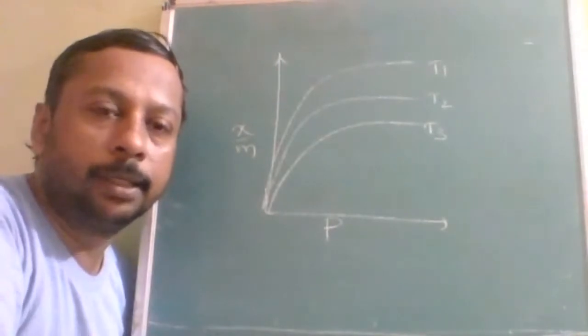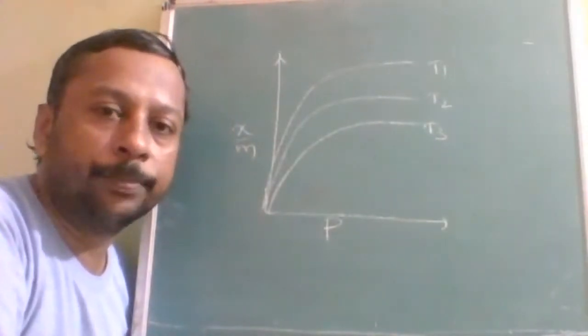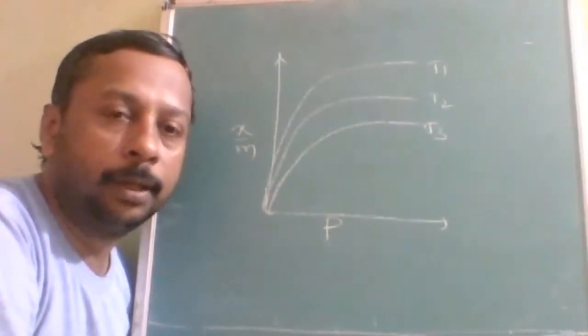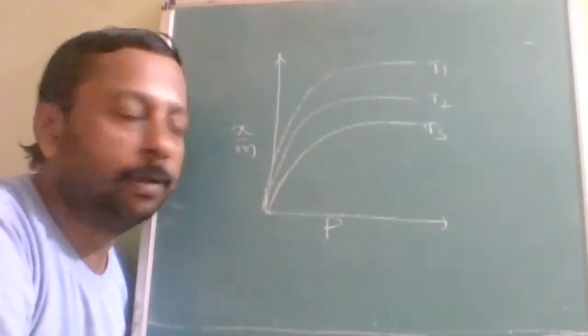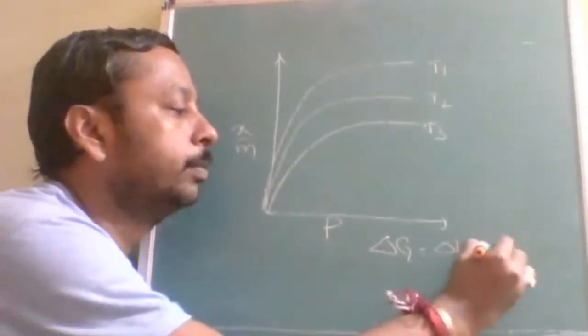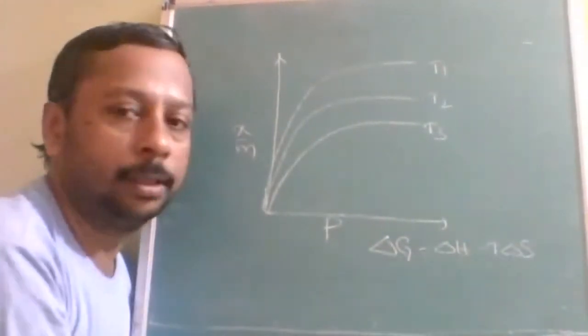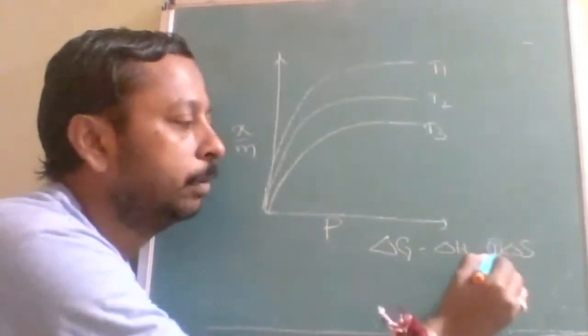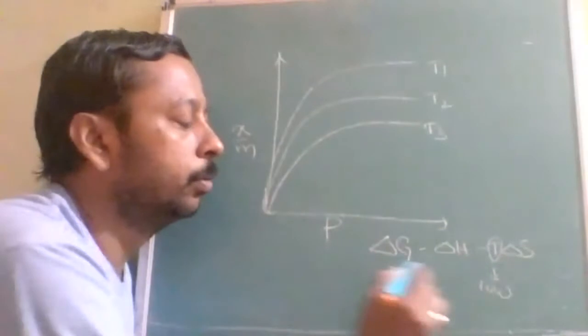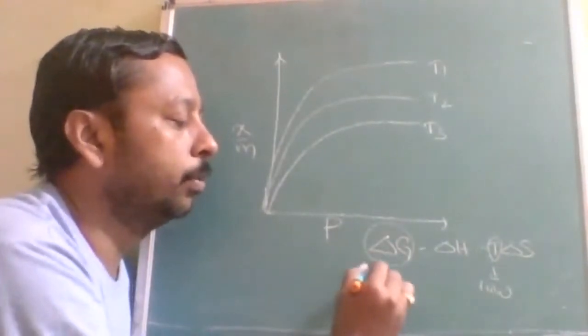We have studied that adsorption is favorable at low temperature only. I have explained it through the thermodynamic function also. Delta G is equal to delta H minus T delta S. There I have explained that when temperature is low, then delta G will be more negative.